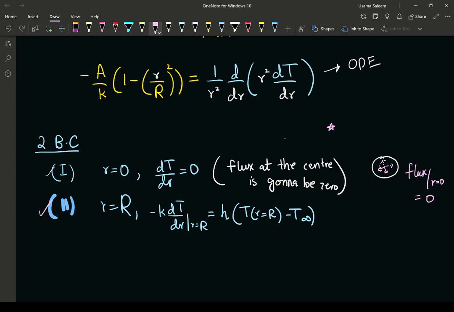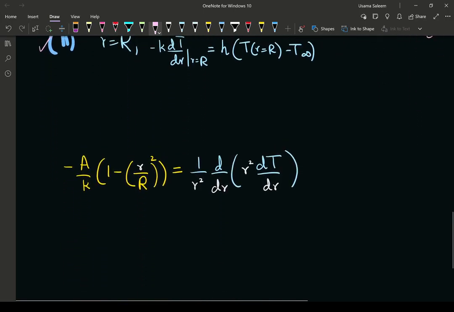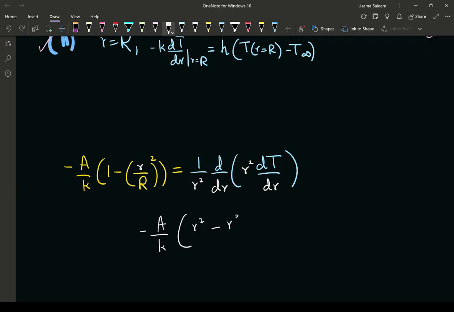So in this part of the video, we're just gonna perform the integration, and maybe use one of the boundary conditions. Let's see what happens. So I have the differential equation right here. So let's see what I can do. I'm gonna multiply both sides by r squared, and we're gonna switch to a different color. So you get r squared here minus r squared times r squared, which is going to be r to the power 4, divided by capital R squared, equal to d/dr of r squared dT/dr.